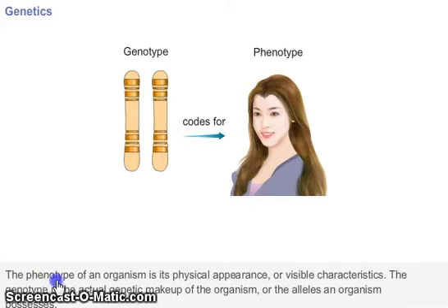The phenotype of an organism is its physical appearance or visible characteristics. The genotype is the actual genetic makeup of the organism, or the alleles an organism possesses. We can see our phenotype: brown hair, brown eyes. We cannot know what our genotype is.